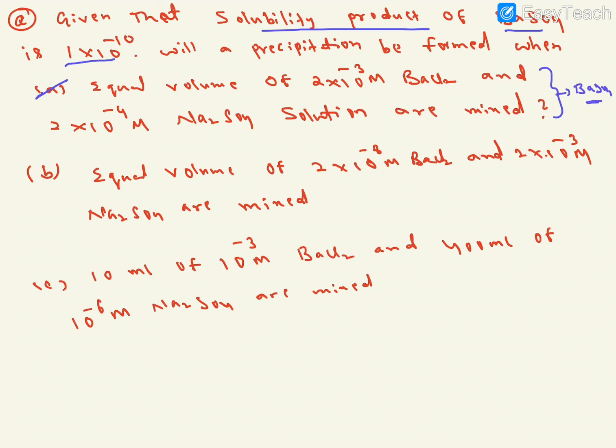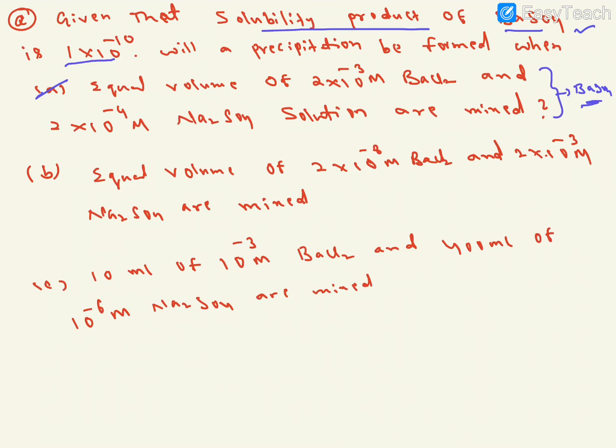Let's discuss the first question. We have to calculate the ionic product of barium sulfate in the resulting mixture. Right? This is the solubility product we have. If they become equal, the precipitate is just going to form. If the solubility product is greater than the ionic product, the precipitate will not occur. If the ionic product is greater than the solubility product, the precipitate will occur. So let us discuss this question.